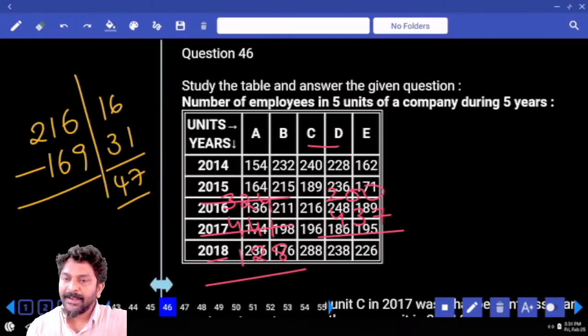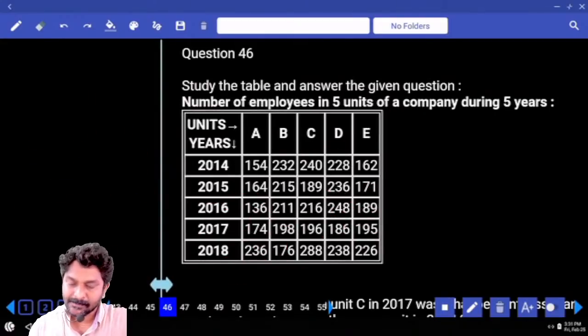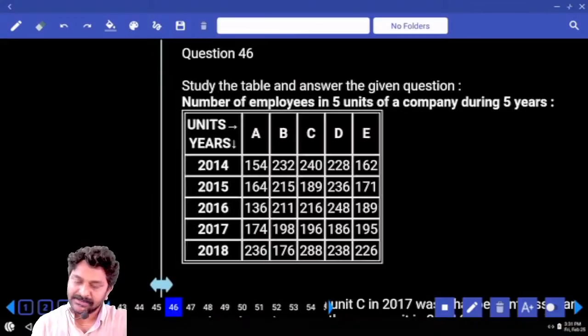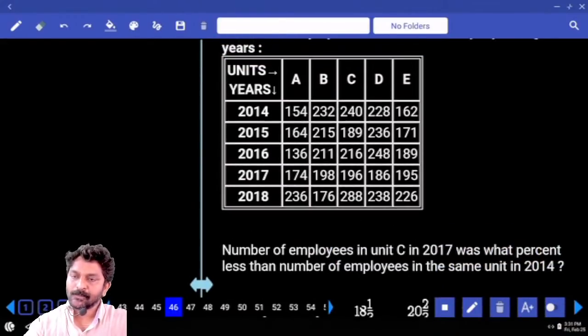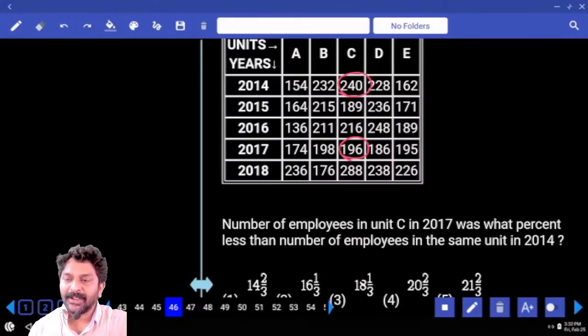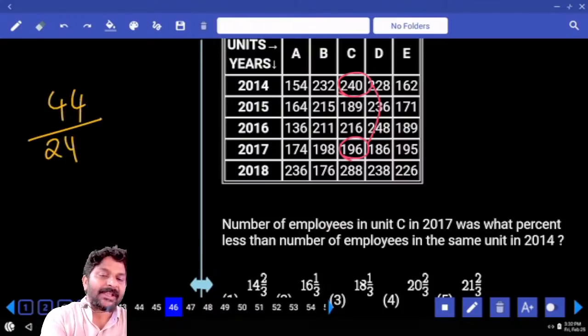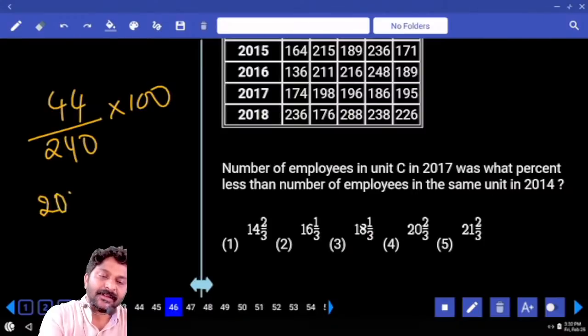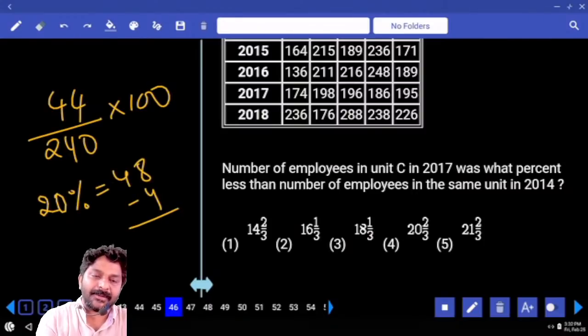Right, next. Can we start 46? 51 and then 56, right. So better to start a table. Number of employees in unit C in 2017: how much? Was what percent less than the number of employees in the same unit in 2014? In 2014 it was 240. 196 is how much less? 44 less from 240. Percentage into 100 only. What is 10% of the denominator? 24. What is 20%? 40. But we have to subtract 4 from this number to get 44.